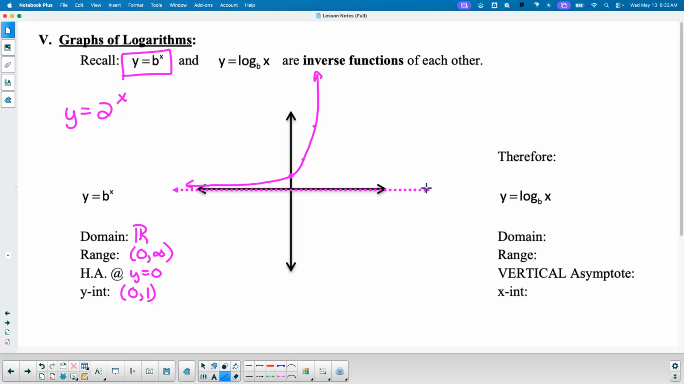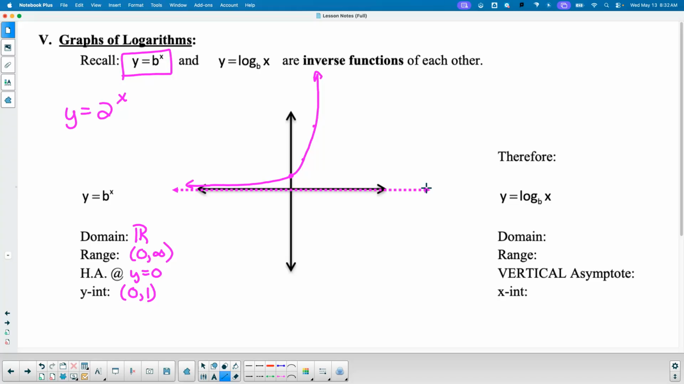Exponentials and logarithmics are inverse functions. That's why when we solve an exponential, we put it in logarithmic form. When we solve a logarithmic, we put it in exponential. Anybody remember how we find inverses? We switch x and y, right?